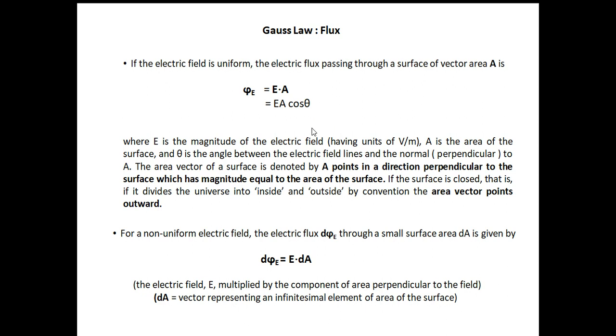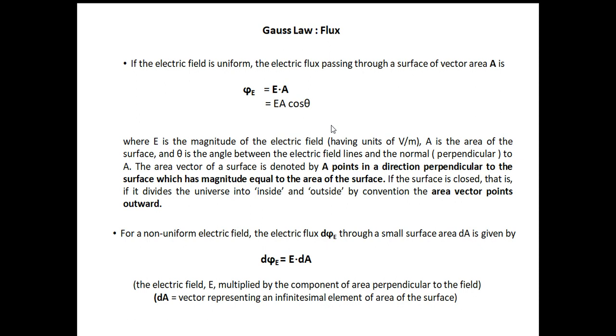Now E is the magnitude of the electric field, A is the area of the surface, and theta is the angle between the electric field lines and the normal perpendicular to A. The area vector of a surface, denoted by A, points in a direction perpendicular to the surface and has a magnitude equal to the area of the surface.